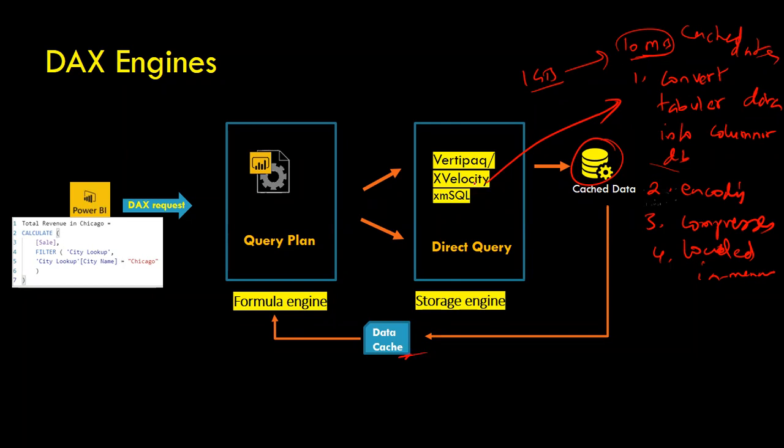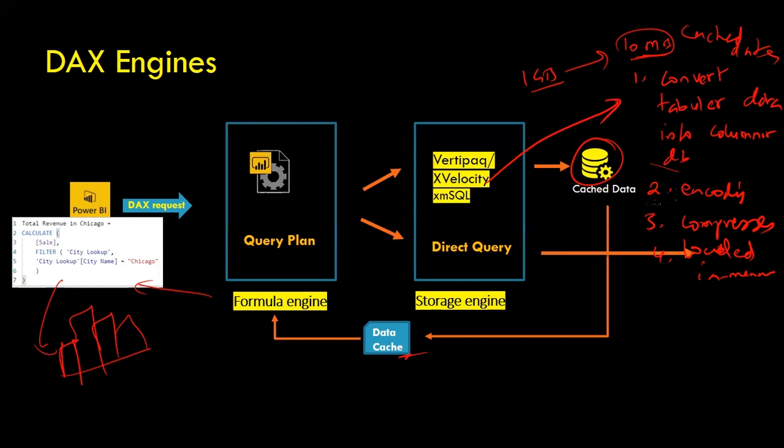The Vertipaq, the X velocity, does these 4 steps, and then it returns the cached data to your formula engine. And then the formula engine returns the output to your visual. Let's say you have a column chart here. For this, it will return the output of this query. This data cache will be received by the formula engine, and the query is nothing but the query already dragged and dropped into your visual. The output of this will be populated into your visual.